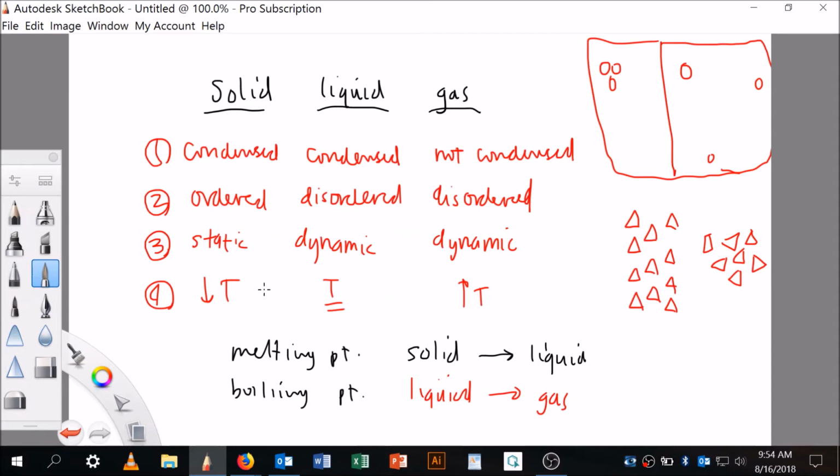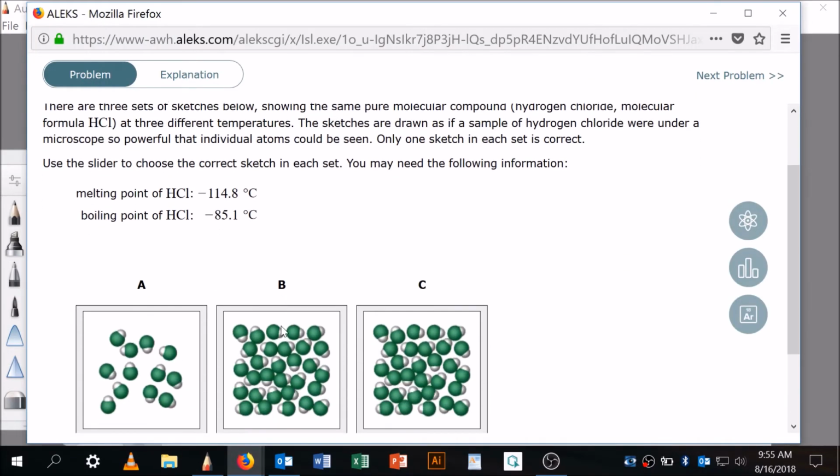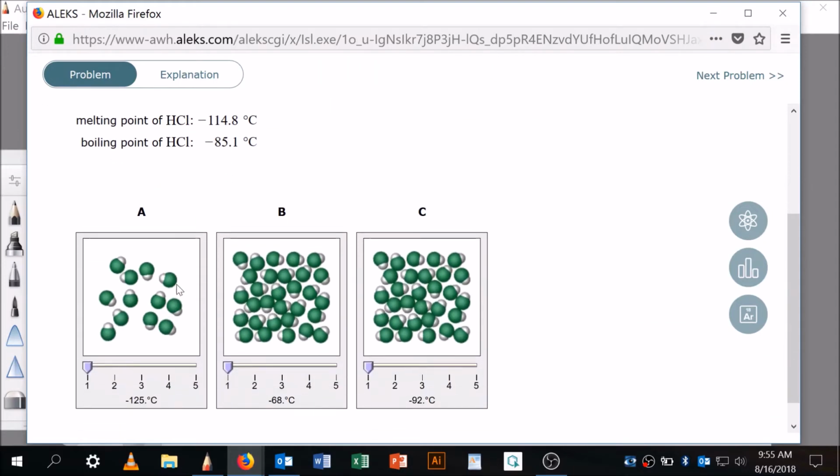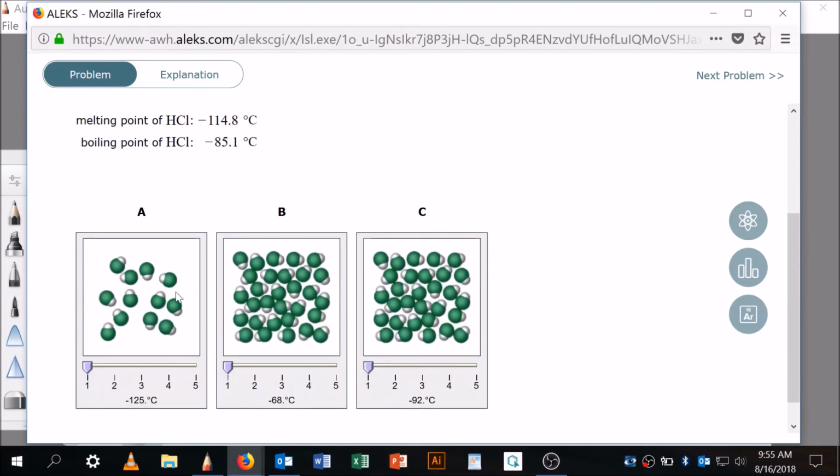So we got these notes in our mind. We're thinking about this in our mind as we do this problem. So let's go back to the problem. There are three sketches below, and it's all HCl. So if this is HCl, can you guess which is the green? And which is the white? Well, if you look at the periodic table, you find that hydrogen is really small, so that's probably the hydrogen is the white. Now, it doesn't really matter which is which, but let's just sort of get our bearings, okay?